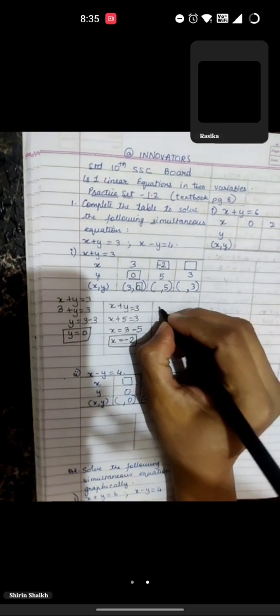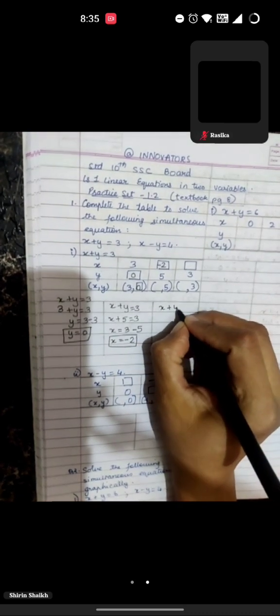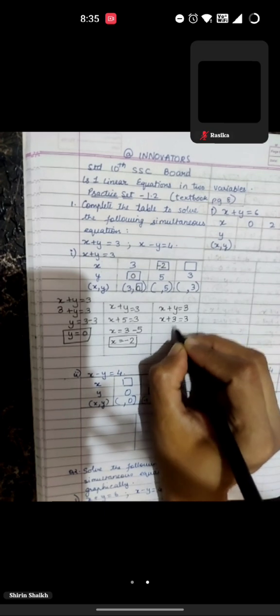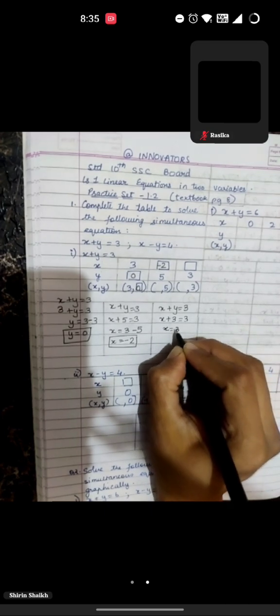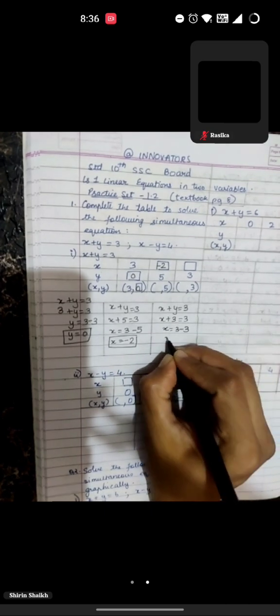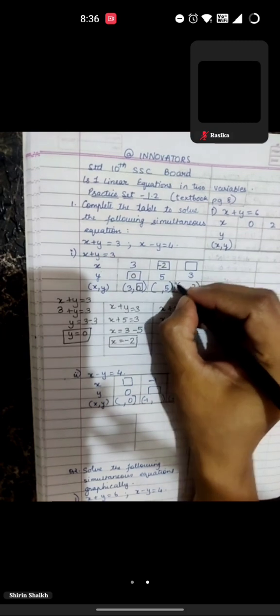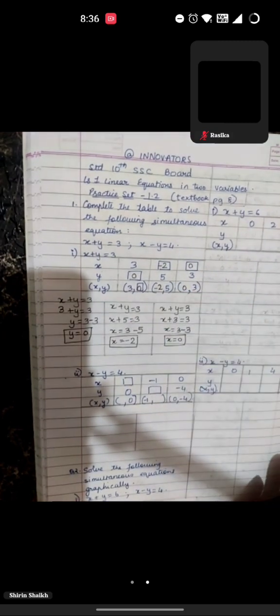Third, again the same equation. Now this time y is given as 3, so I am substituting 3 in place of y. This 3 will go here and become -3, so x becomes 0. So fine, this is the first equation of the first sum.